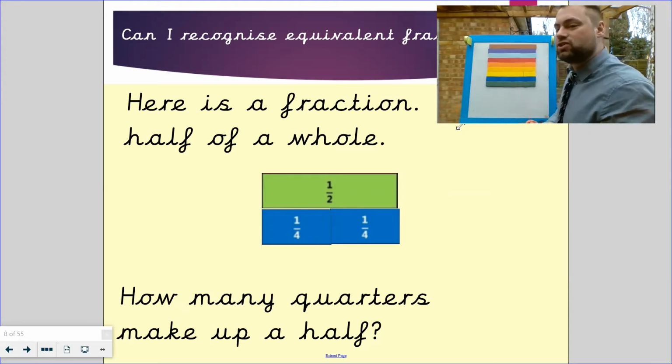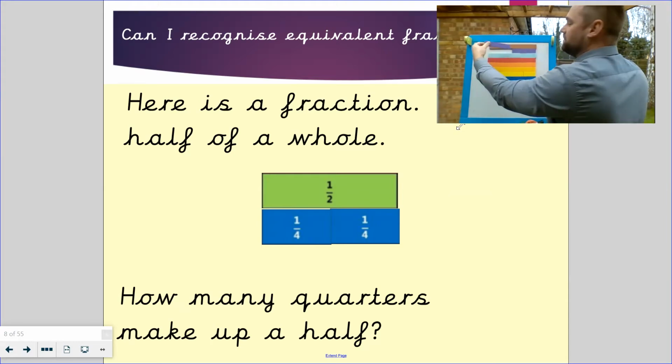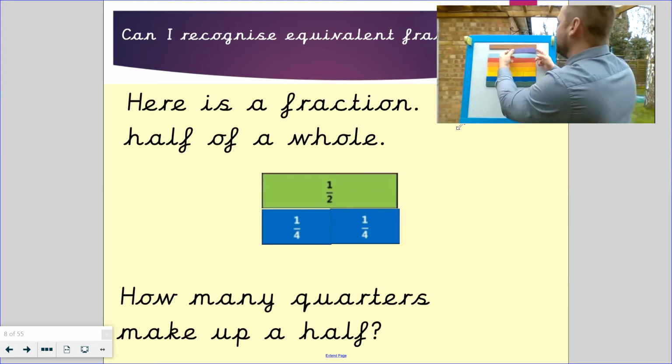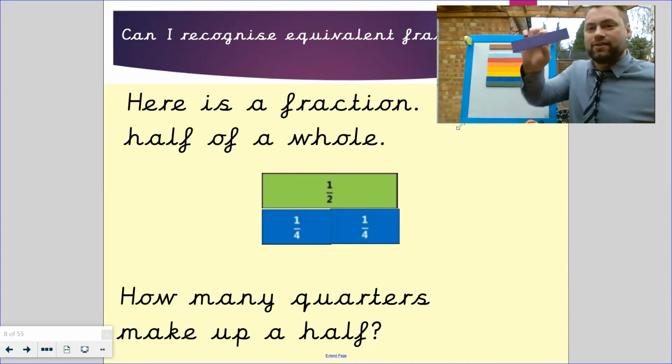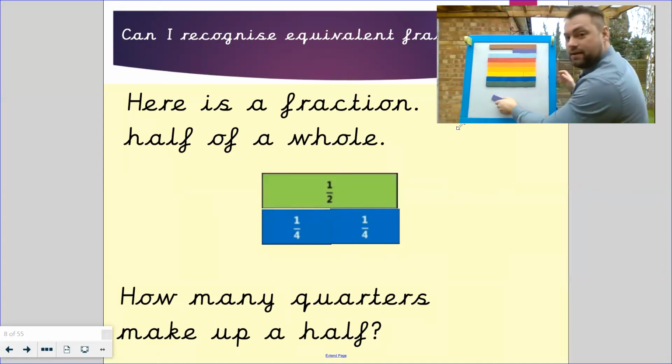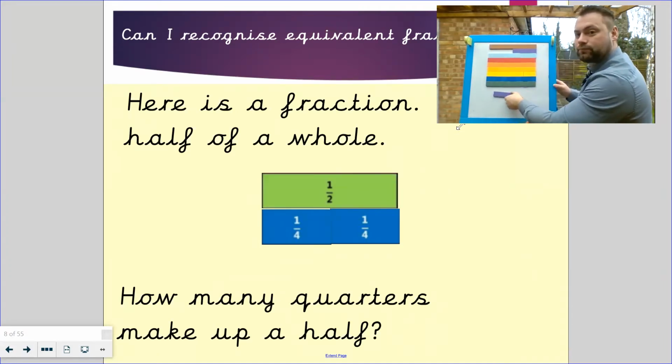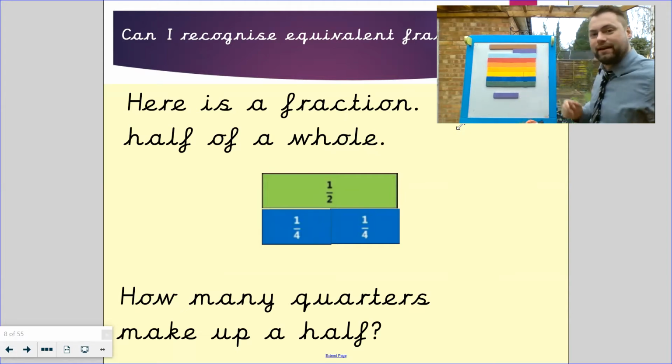My denominator is 2, so I'm going to the fraction that has been split into 2 parts, here and here, okay? So there it is. There's my half, and I'm going to put it down there. All right, so you can see that, yeah?